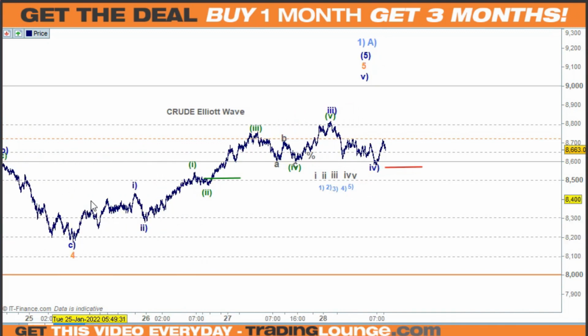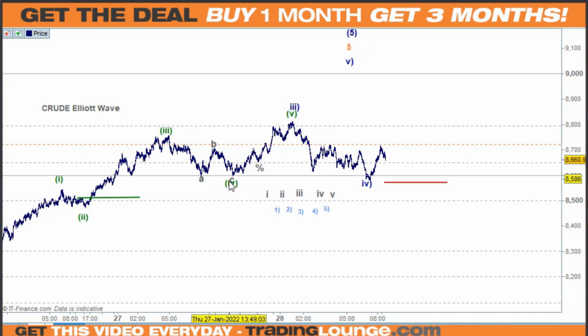So we've got 1, 2, 3, 4, 5, bit of a wobbly old wave 1 and 2, and then 1 and 2 and 3 and 4 here as a little ABC. So we got that right. We're looking up for wave 5 here.